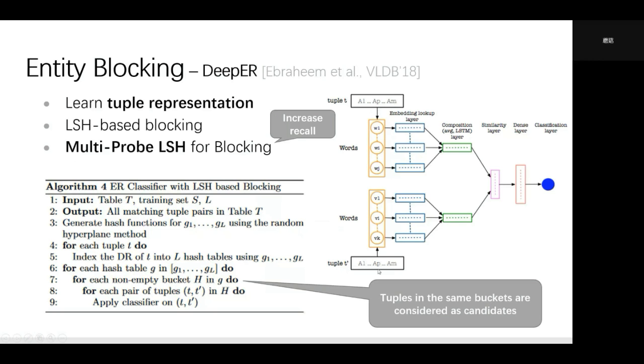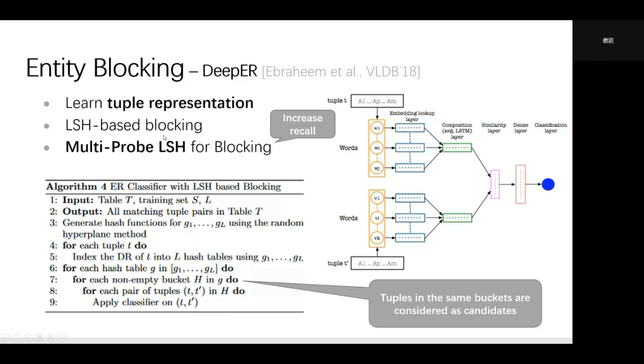So after each tuple is transformed to the embedding, they use the LSH strategy to accelerate the blocking procedure. So if two vectors are close to each other, they would be assigned to at least one bucket. So tuples in the same buckets are considered as candidates.